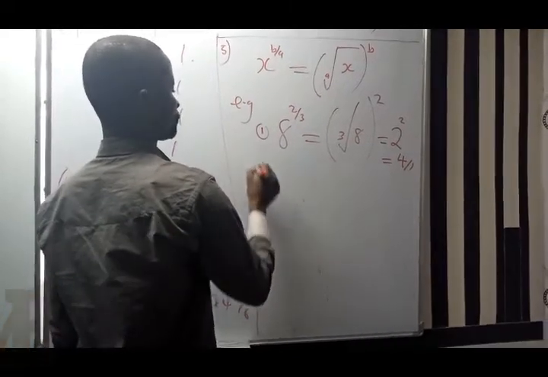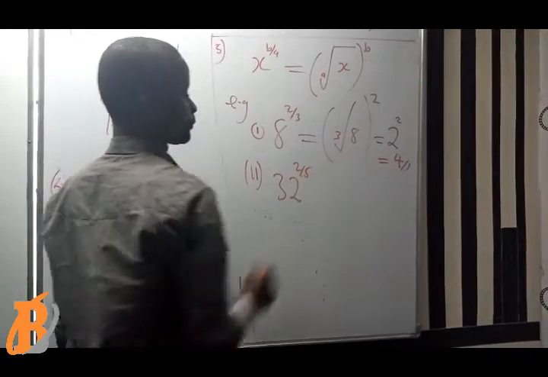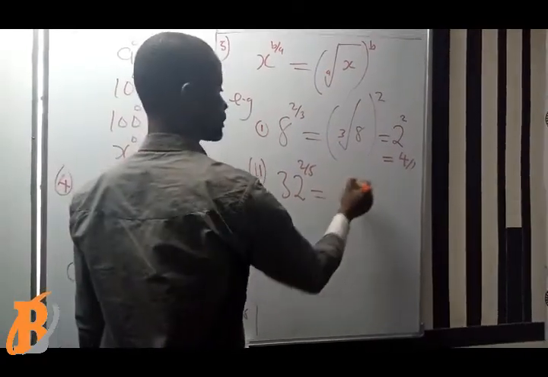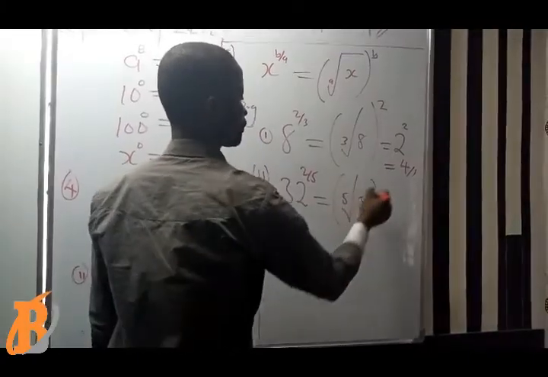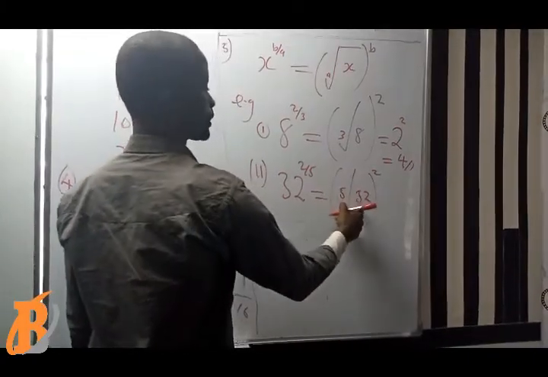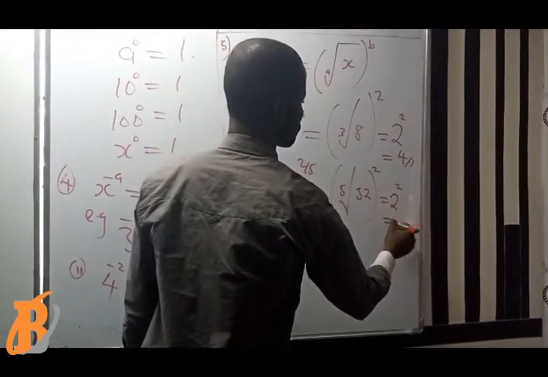Another example, you have 32 raised to power of 2 over 5, same thing as the fifth root of 32 to the power of 2. The fifth root of 32 is 2. That's 2 raised to power 2 equal to 4.